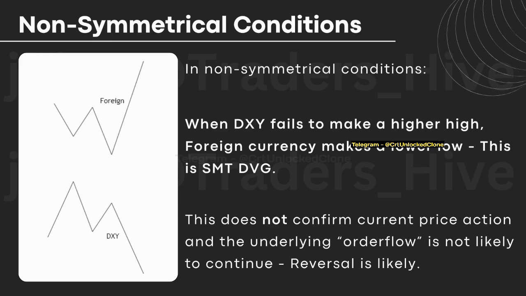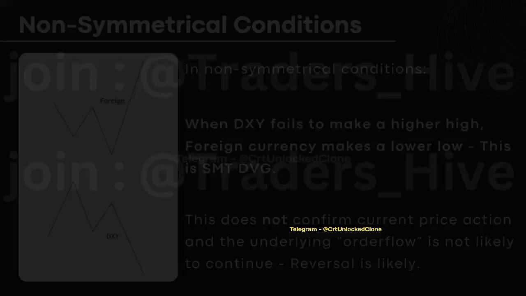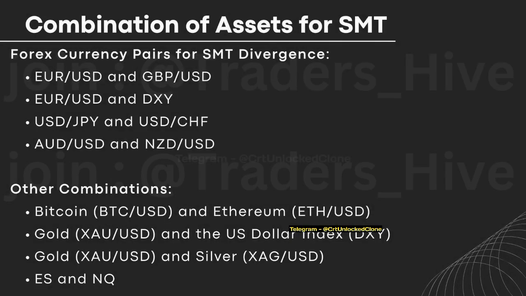This type of non-symmetrical condition suggests that the underlying order flow is not able to continue and price does not confirm the current price action. Now let's move on and let me give you some combinations of important pairs and assets which you can use to find SMT divergence or discrepancies in price, right? That will potentially assist you in your analysis. So right here you can see a list of assets containing both the benchmark asset in the first half and then the underlying asset in the second half that you can use for finding SMT divergences between their price action.